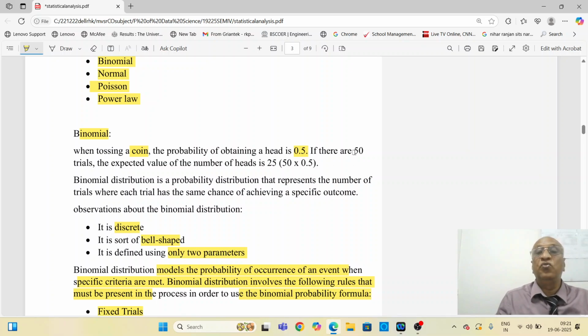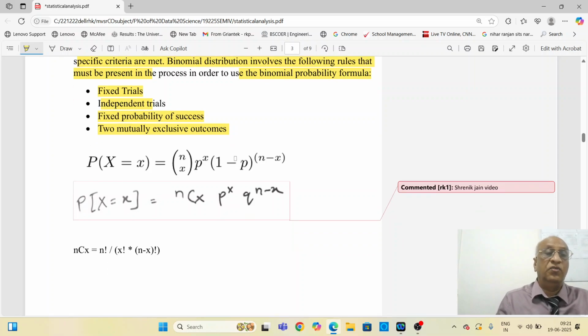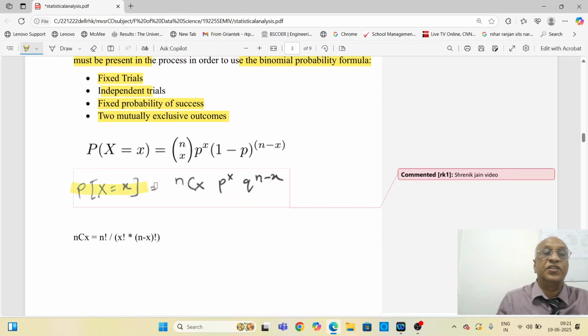Now let us say we do 50 trials. So the expected number of heads is 25, because 50 multiplied by 0.5. Now, the formula for that probability is like this. P of X equals x is equal to nCx p^x q^(n minus x), where nCx is nothing but n factorial divided by x factorial multiplied by (n minus x) factorial.